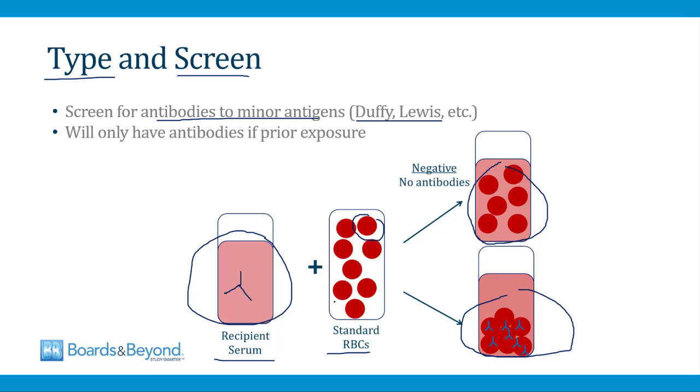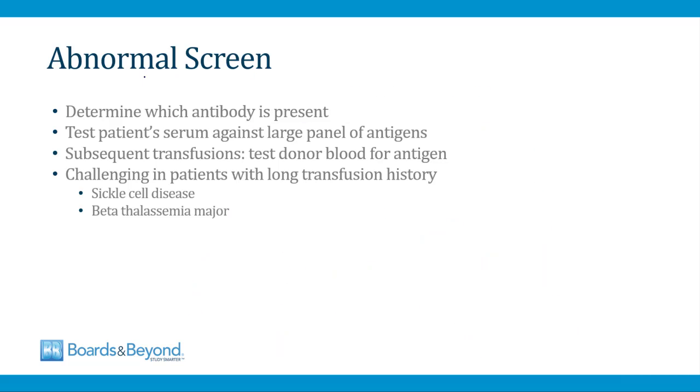And this is just a screening test to see if any antibodies are present, and patients should only have antibodies to these minor antigens if they've had prior exposure, for example, from a blood transfusion. If a patient has an abnormal screen, this means they have some antibody present to a minor red cell antigen. The next step then is to determine which antibody is present.